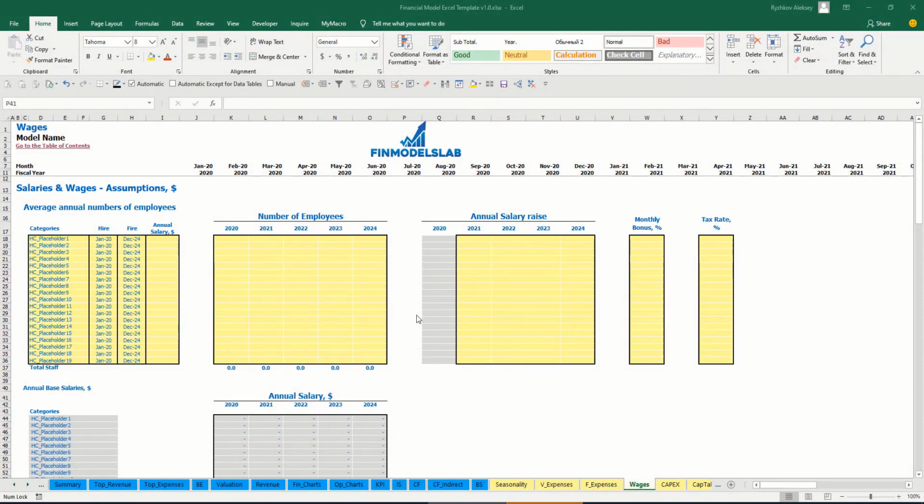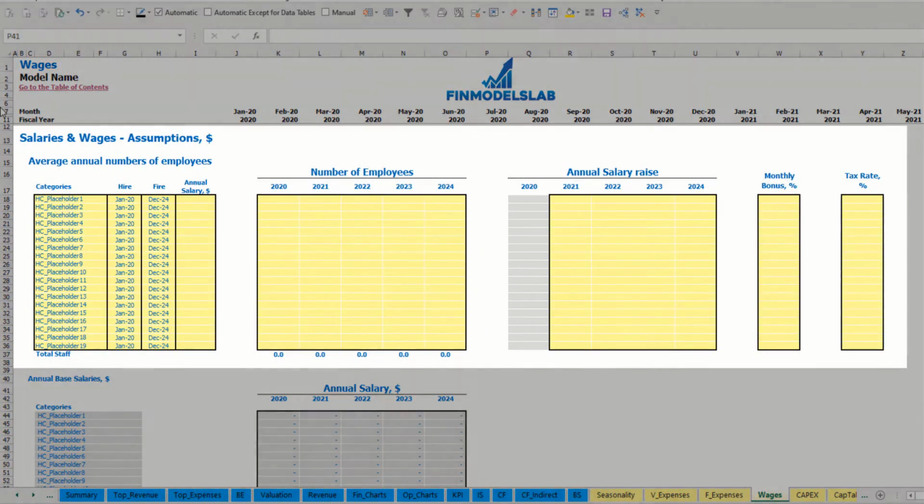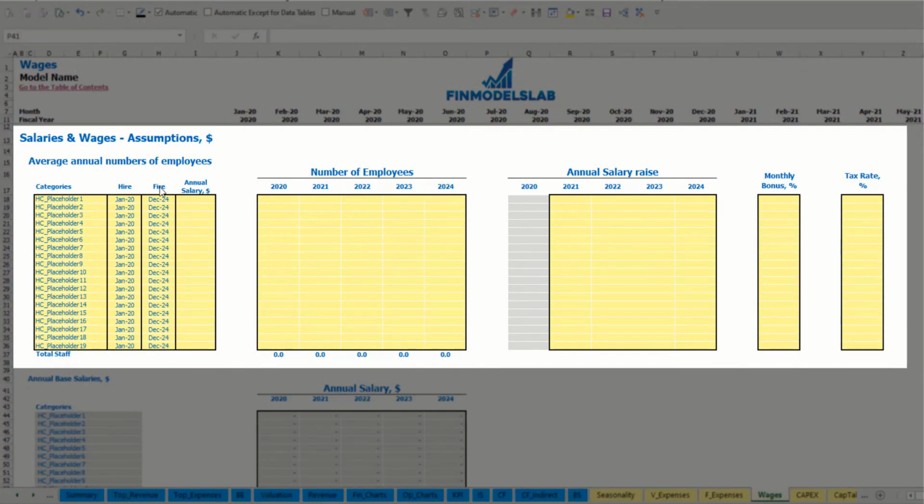On the Wages tab, you can input your headcount by categories with hire and fire date, with annual salary, with the ability to input a different number of employees by years, with annual salary rise percentage, with monthly bonus and tax rate. Let me give you a couple of examples. Let it be CFO, whom you are going to hire in March 2020. You're not going to fire him, so the fire date will be December 2024.